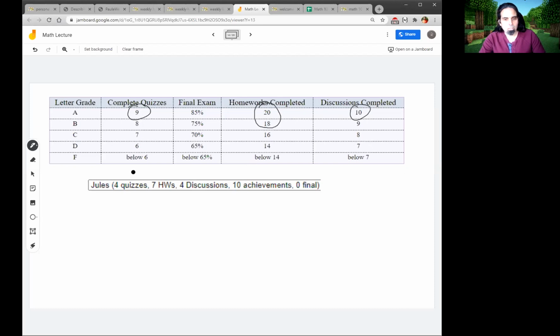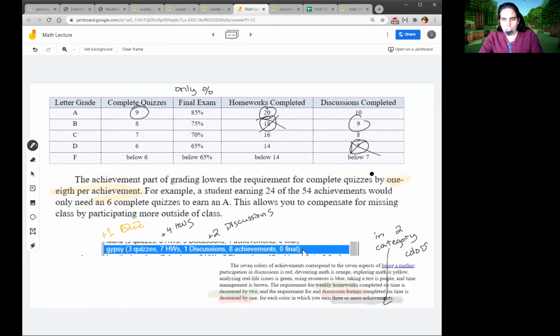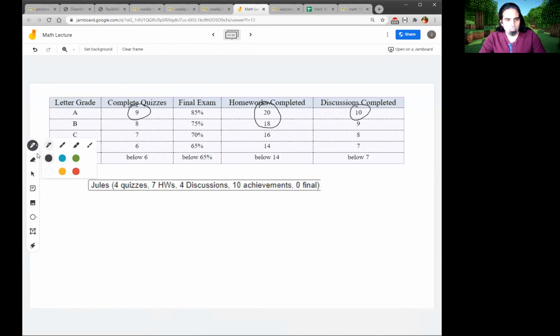With 10 achievements, then each achievement is 1/8 of a quiz. So 10 achievements, 10 divided by 8 is greater than 1, I should say.